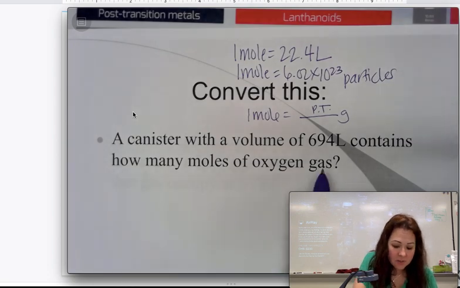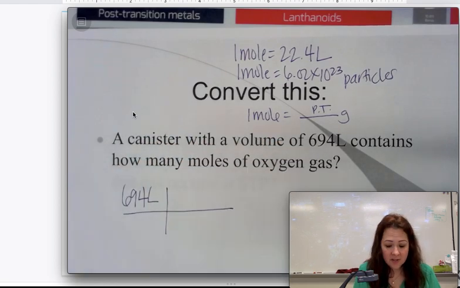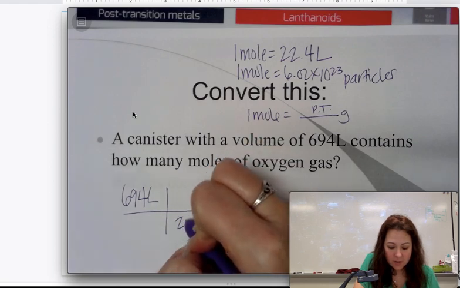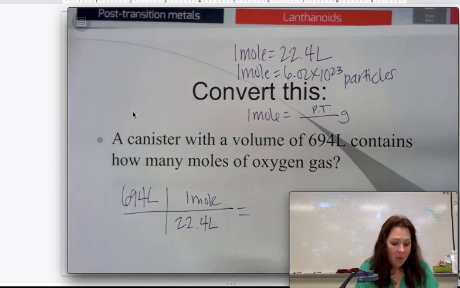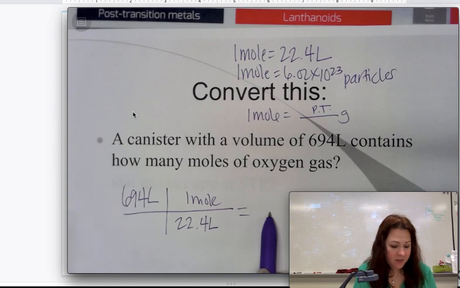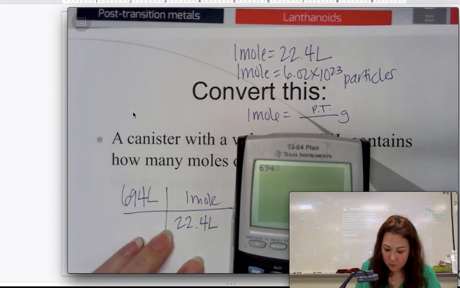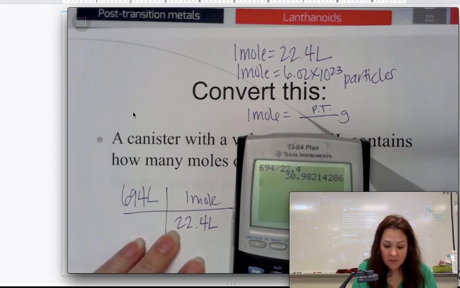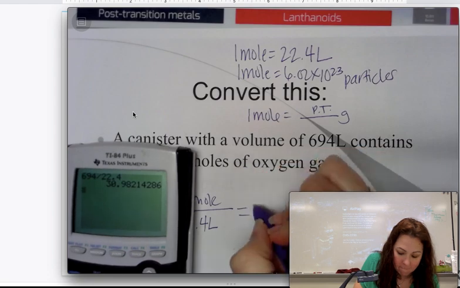So we're going to start with the number that's given in our question, 694 liters. To get rid of liters, liters has to go in the bottom to cancel. 22.4 liters is equal to 1 mole. To get my sig figs on this problem, I have 3 sig figs here, so I need 3 sig figs in my answer. This is the measurement. That's what's going to drive my sig figs. So I have 694 divided by 22.4. To get my 3 sig figs that I need, the 8 makes the 9 go up, so that's going to go to 31.0 moles.